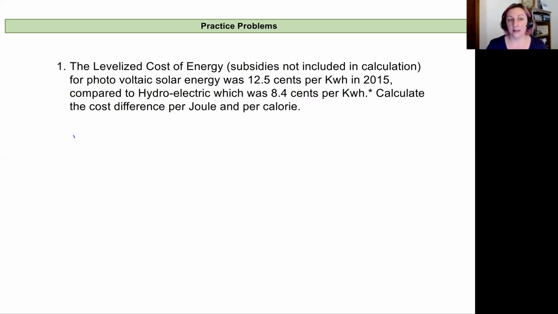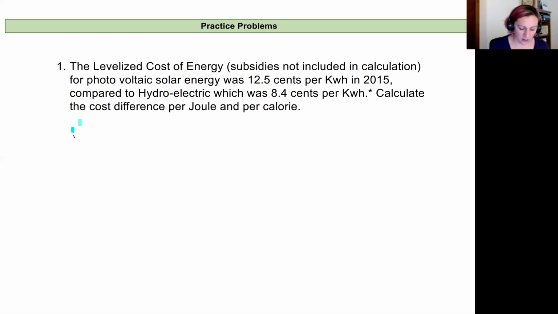The levelized cost of energy, and this doesn't include subsidies, for photovoltaic solar energy was 12.5 cents per kilowatt hour in 2015, the year I wrote this problem. I should update it. Now, this is compared to hydroelectric at the time, which was 8.4 cents per kilowatt hour. And so the question is, what is that difference in cost between photovoltaic energy and hydroelectric energy in terms of joules or calories? So let's start by just figuring out what that difference is in cents per kilowatt hour.